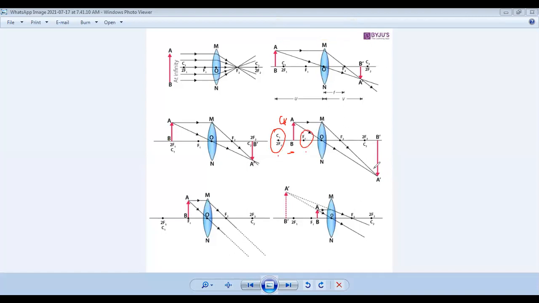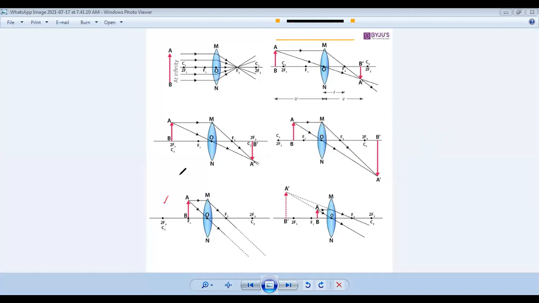So the image formed will be beyond 2f2, and this time the image is enlarged. Okay, we already discussed all these things in the table also. Same two rays: one ray coming parallel, passing through the focal point, and the second ray passing through the optical center, right? So I got the image here.